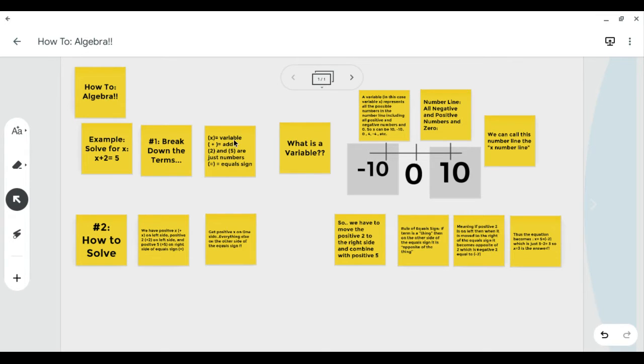So x is just a variable. The plus is just an add, right? The 2 and the 5 are just numbers. And the equal is just an equal sign, right?